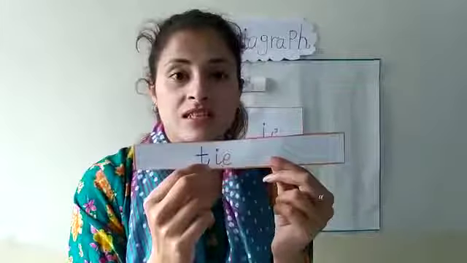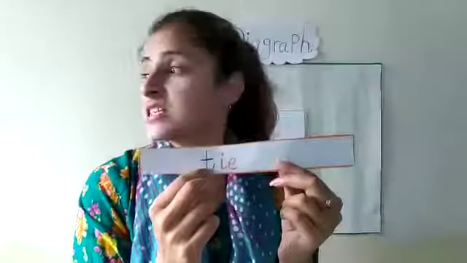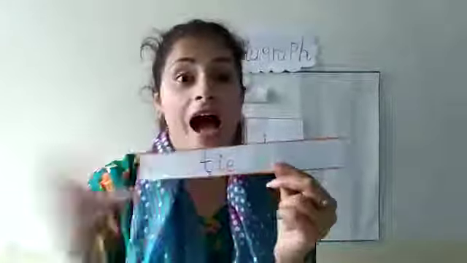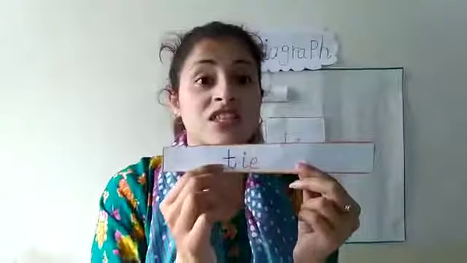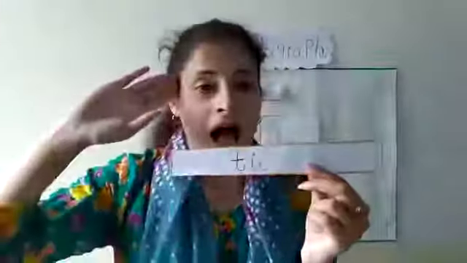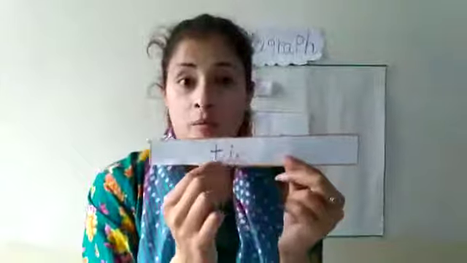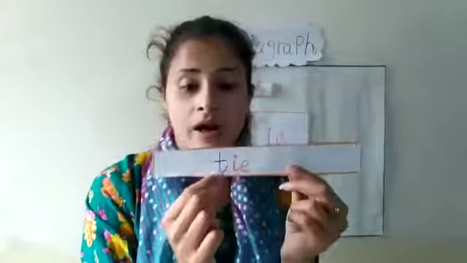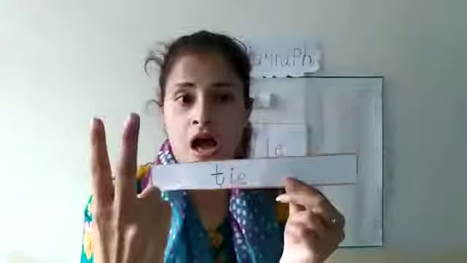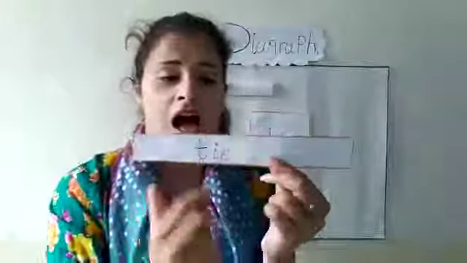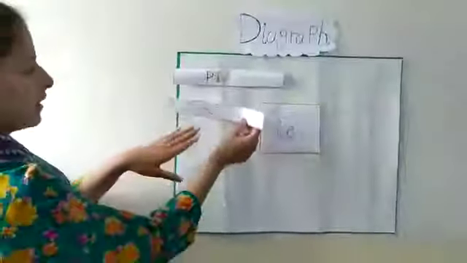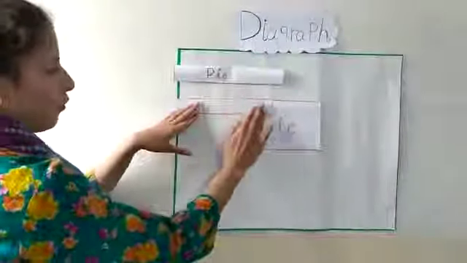tie. And what is the sound of tie? T, t, t. I. T, I, tie. And how many sounds in the tie word? One and two sounds. T, I, tie. And again, I'm going to paste this tie on the chart paper.